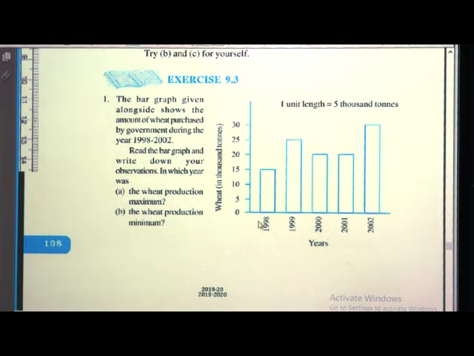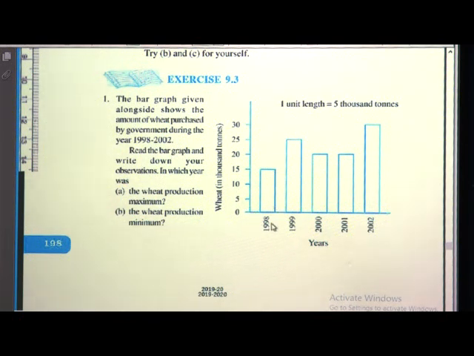See, now here they have given a bar graph which we can clearly see, and it has some notations here. So 1998, 1999, 2000, 2001, 2002, these are the years, and here wheat in 1000 tons. So production of wheat in 1000 tons: 5000 tons, 10,000 tons, 15, 20, 25, 30. This is the production of wheat in 1000 tons. So 1 unit length is equal to 5000 tons.